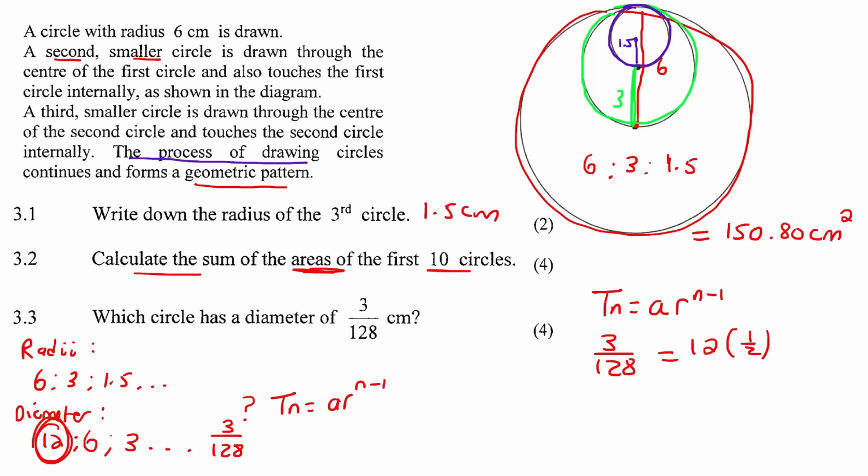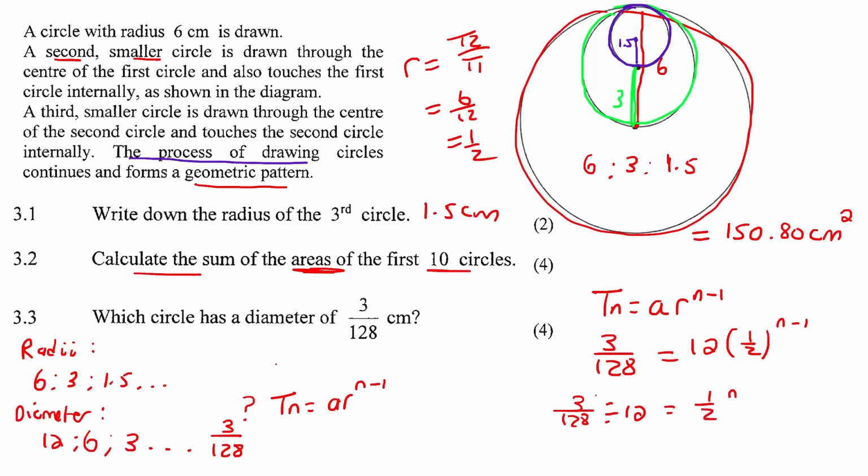Now the ratio is a half, because if you go from 12 to 6 to 3, you're halving each time. If you don't feel comfortable with that, just say that the ratio is term 2 divided by term 1, which is 6 over 12, which is a half. And then n, we don't know. Now please don't multiply these two together. You can't, because there's an n minus 1 there. But this 12, we can take to the other side by dividing. We can say 3 over 128 divided by 12 equals that, and that's going to give us 1 over 512.